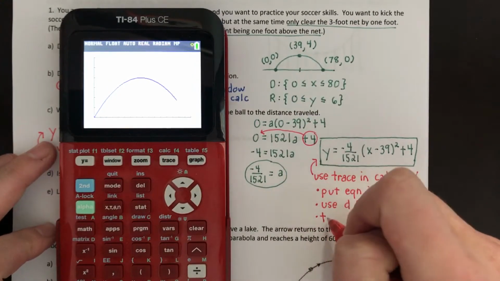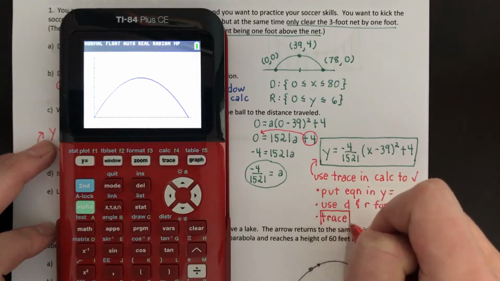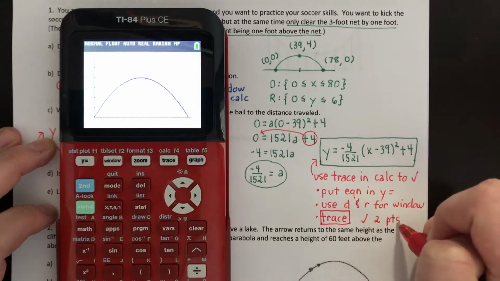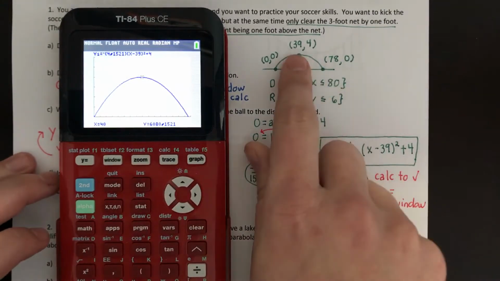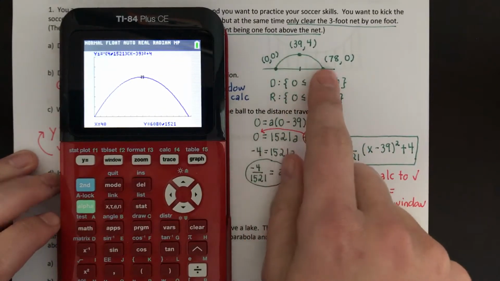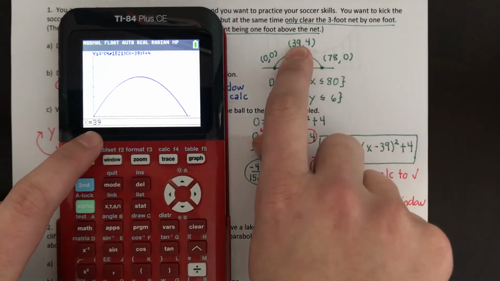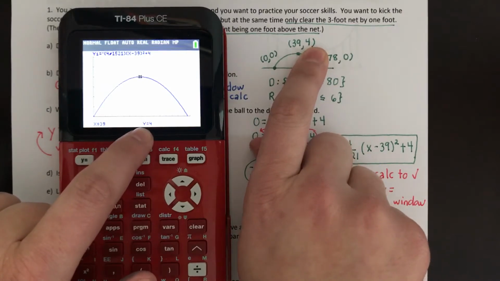And then I'm going to hit trace and check 2 points. Okay, so I'm going to hit the trace button, and the 2 points I'll always want you to check are the last 2. So you hit trace, and then you hit 39, because that's the x value, and it should come up with the y value. And it does, 39, 4, so we're good.